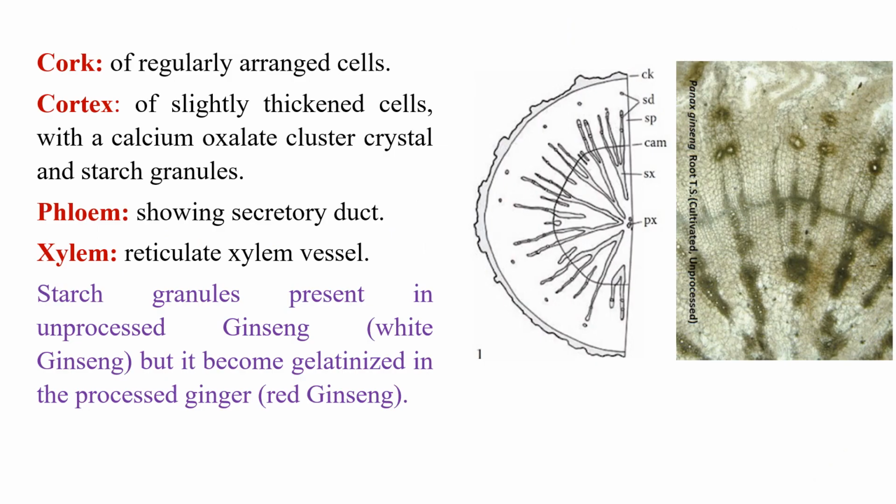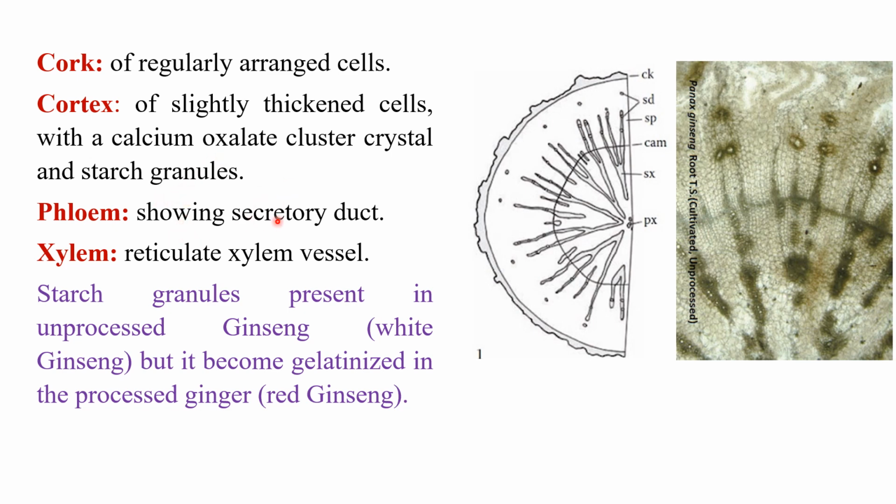Microscopic features. This is a TS diagram of ginseng root, and this is a real TS section photo. It shows several layers usually present in any subterranean root or subterranean stem, such as cork, regularly arranged cells. Also the cortex layer of slightly thickened walls, showing the presence of calcium oxalate cluster crystals and starch granules.